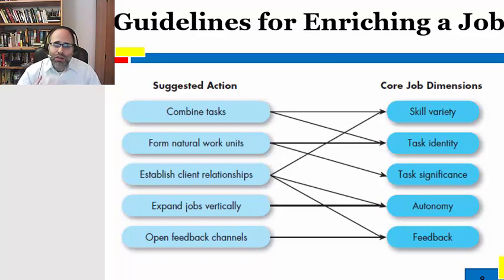Expanding jobs vertically, again, increasing the variety of skills and the variety of tasks that the person's involved in, increases autonomy because, again, the person is now being asked to carry over lessons that he learned in the manufacturing process to the marketing process, and from the marketing process to the sales process, and from the sales process to the customer support process. And opening feedback channels, of course, allows the person to gain better feedback, both from the employers, from other people on the team, and of course from the customers as well.